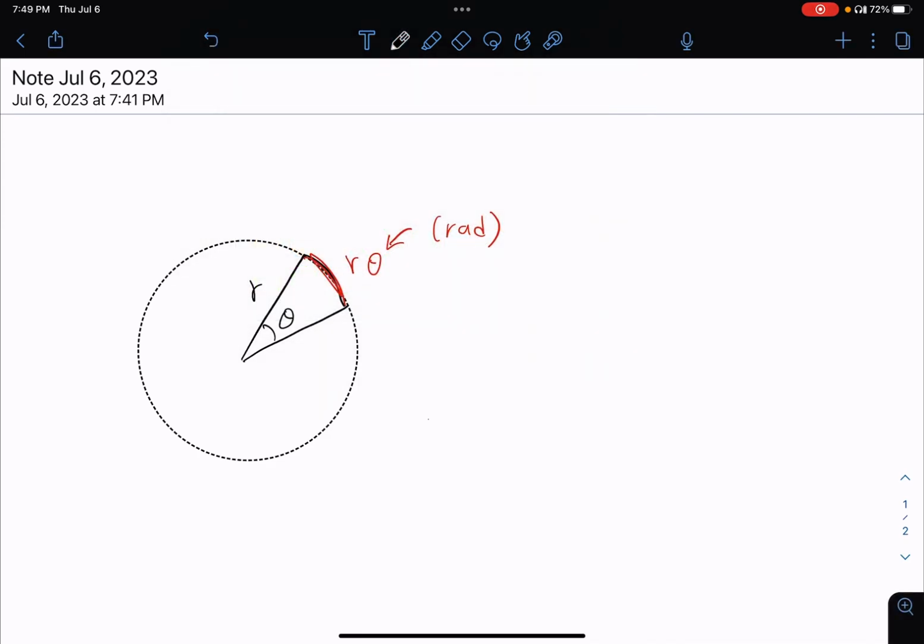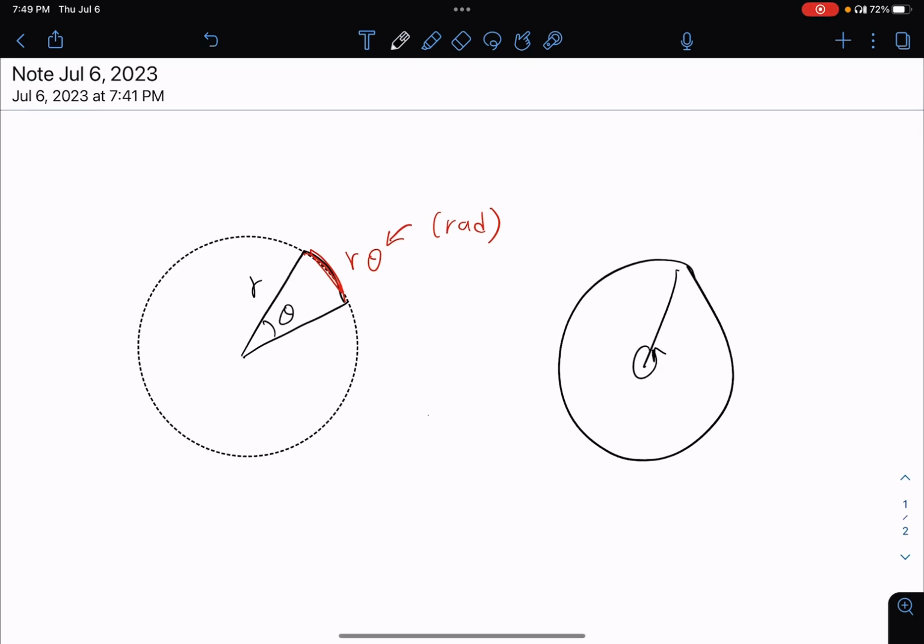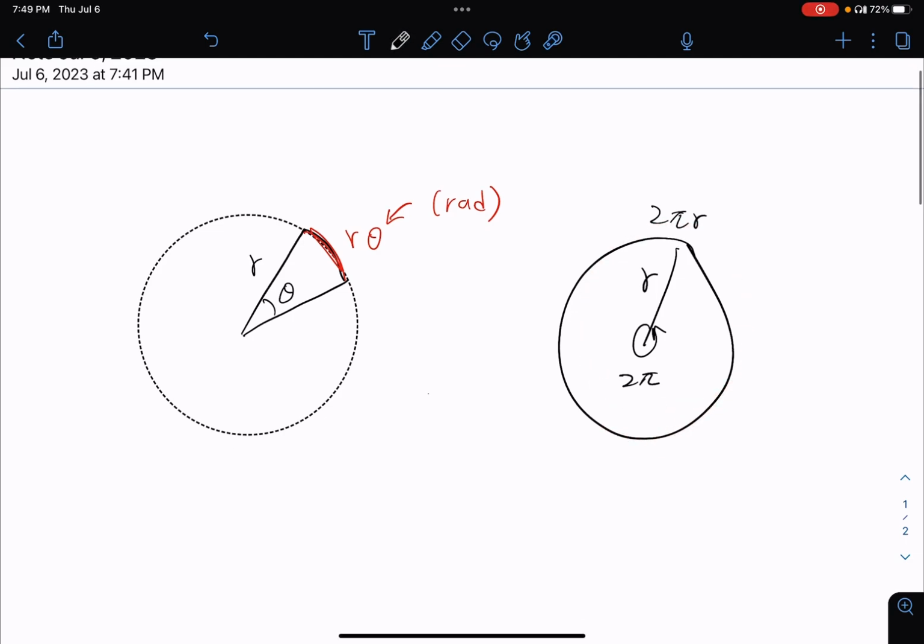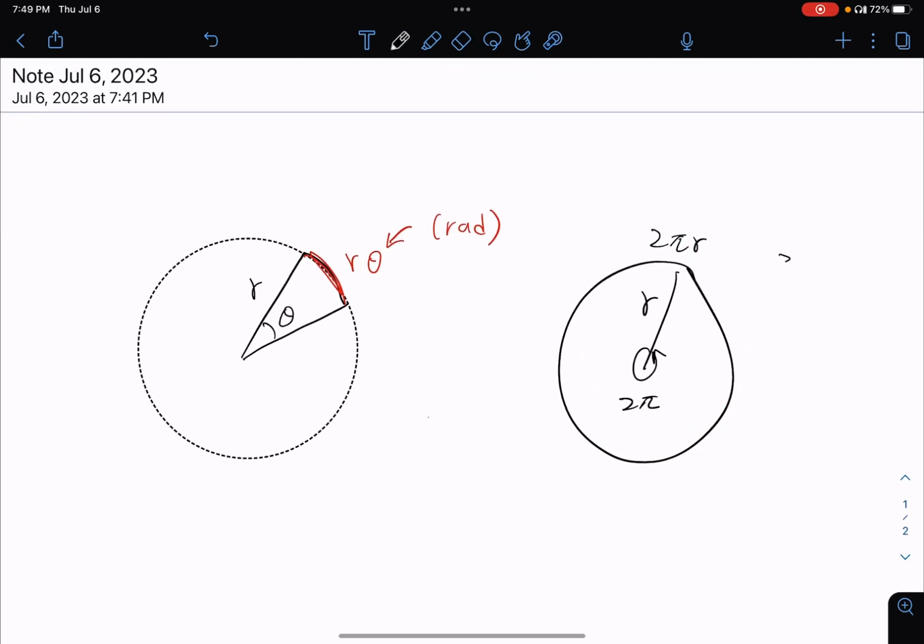So with this definition, an entire circle should have a radian of 2 pi, because then r times 2 pi gives you 2 pi r, the circumference. So if I want to convert an entire circle, which is 360 degrees, to radian, that would be 2 pi. So this is the unit conversion between degree and radian.